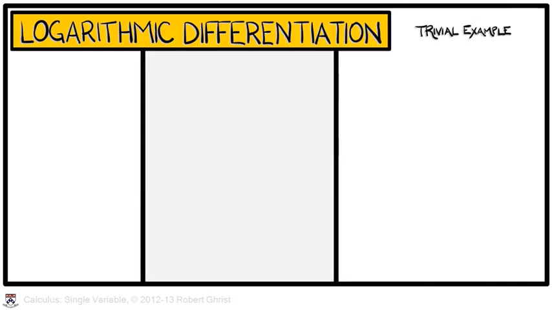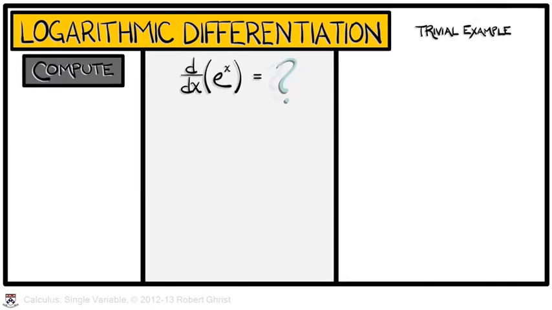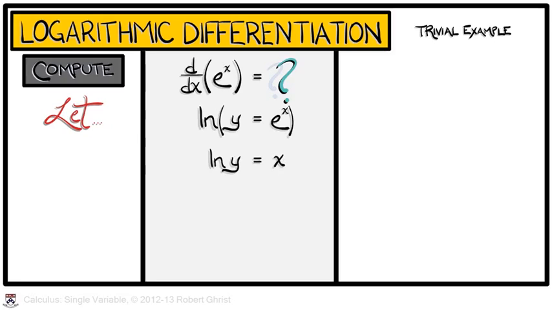Let's begin with a simple example. Compute the derivative of e to the x. Now, I know that you know what that derivative is, but let us compute this via logarithmic differentiation. The key step will be to write e to the x as y, and then to simplify this equation, we'll apply the natural logarithm to both sides. On the left, we obtain log of y. On the right, log of e to the x. That is x. And now we can differentiate this equation.